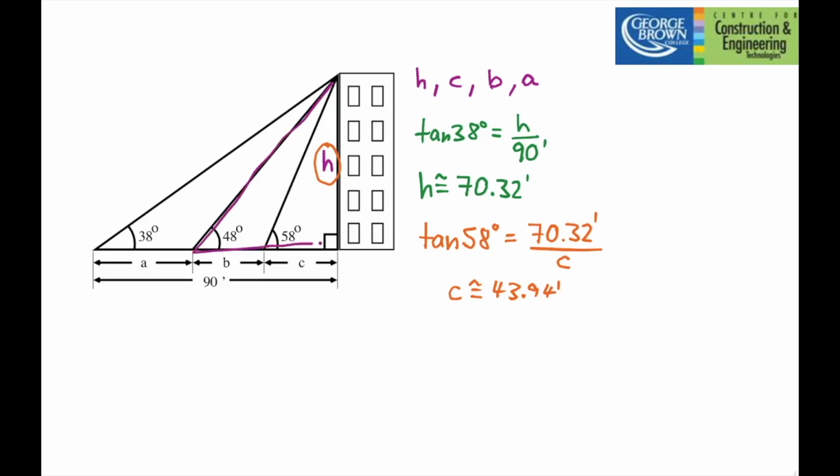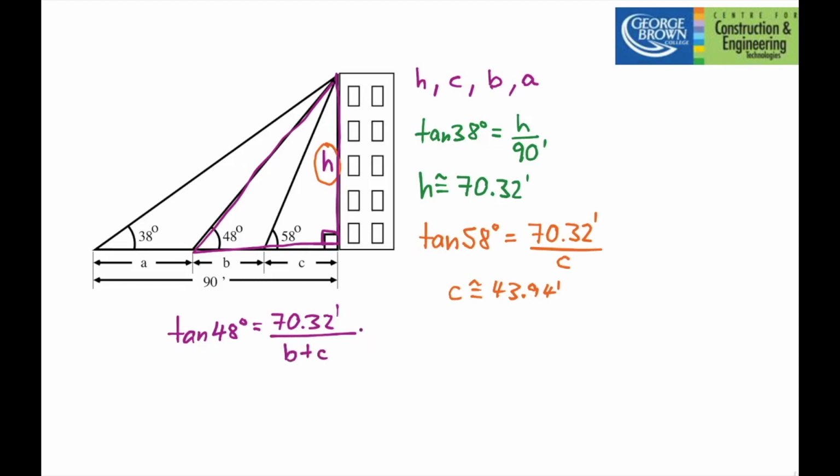So if we take the 48-degree triangle here, we can actually write tan again. I'm going to write this one over here. So tan of 48 is going to be h, which we know is 70.32, and that's over b plus c. We know what c is, but I'm just going to write b plus c for a second.